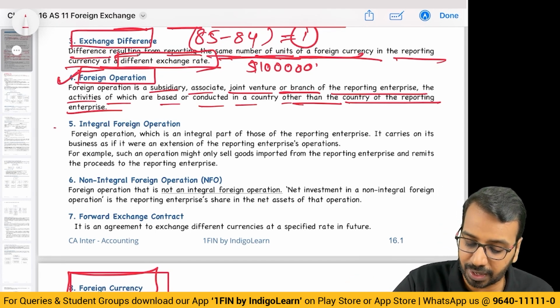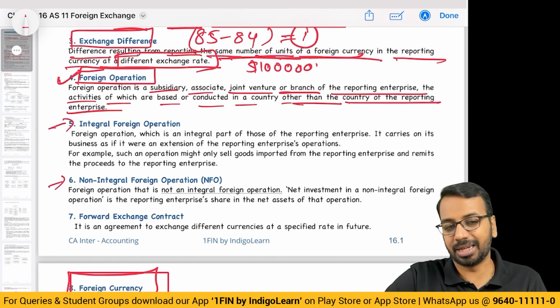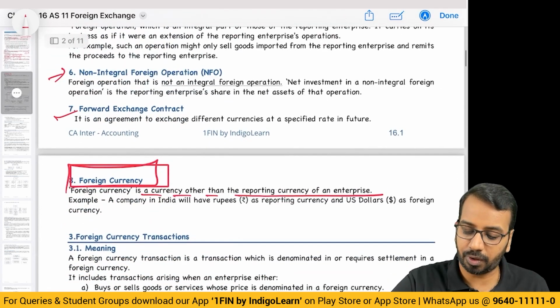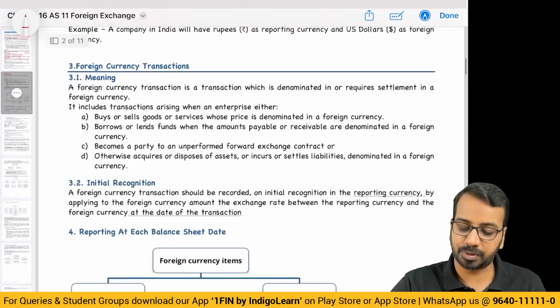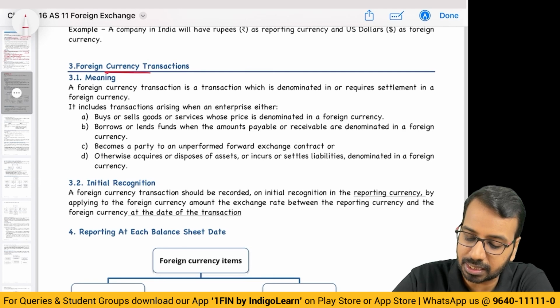Foreign operation is divided or classified as integral and non-integral. We'll understand that subsequently. Foreign exchange contract also we'll understand subsequently. What is a foreign currency transaction?